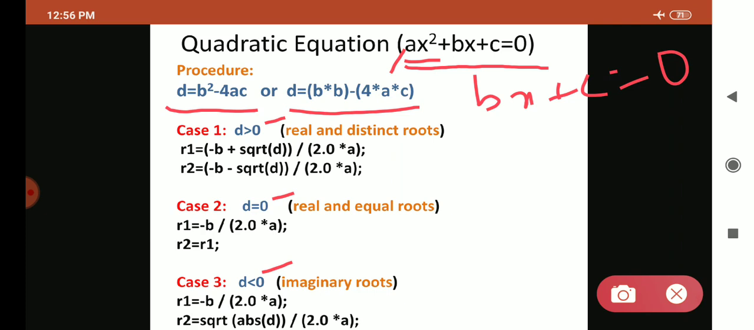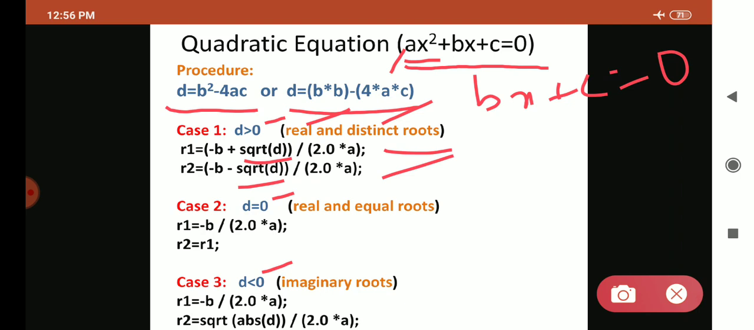In case 1, the value of d will be greater than 0. If the value of d is greater than 0, then the roots will be real and distinct, and this message has to be displayed. After displaying this message, we should calculate R1 and R2. I have mentioned the formula for R1 here. It is minus b plus square root of d whole divided by 2a, and the formula for R2 is minus b minus square root of d whole divided by 2a. That is the first case.